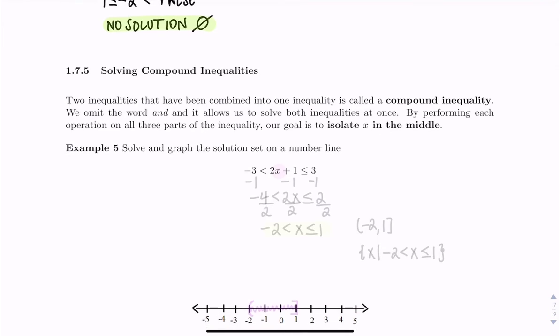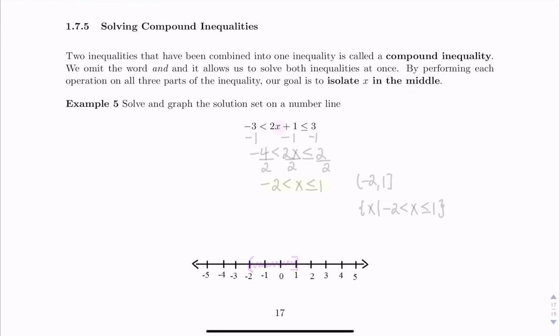What about compound inequalities? So this is when 2 inequalities have been combined into one inequality. We omit the word and, and it allows us to solve both inequalities at once. So by performing each operation on all 3 parts, the goal is to isolate x in the middle. So let's go ahead and try this with example number 5. I've got negative 3 is less than 2x plus 1, which is less than or equal to 3. So I want to get this x completely by itself in the middle. So the first thing we can do is subtract 1 from all sides.